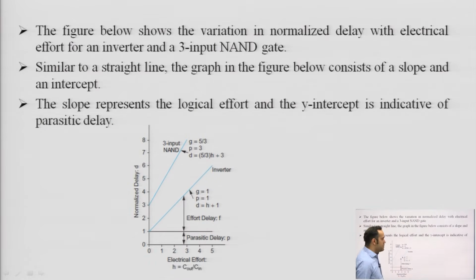So, as I showed on the previous slide, if I plot a graph between normalized delay d and electrical effort h, ratio of output and input capacitance, this should give me a straight line. The two straight lines shown on your slide, one is for an inverter, okay, and another one is for a 3 input NAND gate, right. So, the slope and the intercept basically provide you the values of logical effort and the parasitic delay. Right.